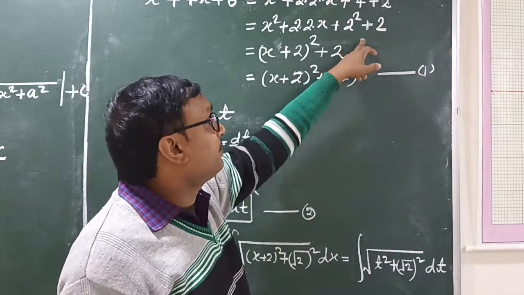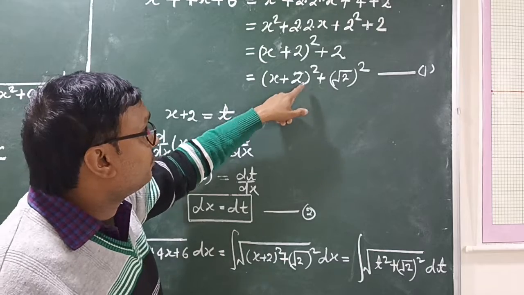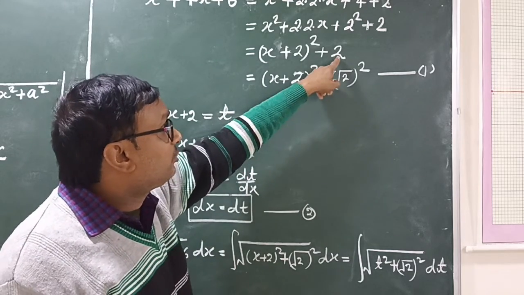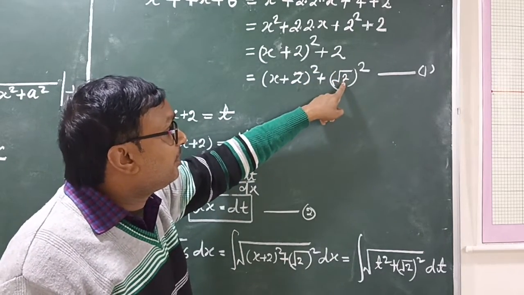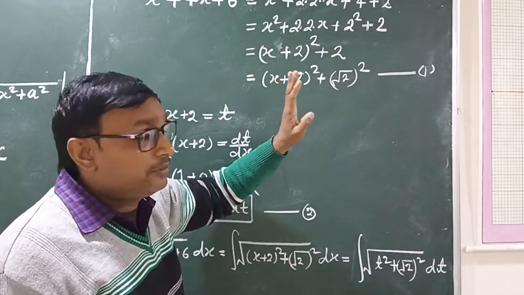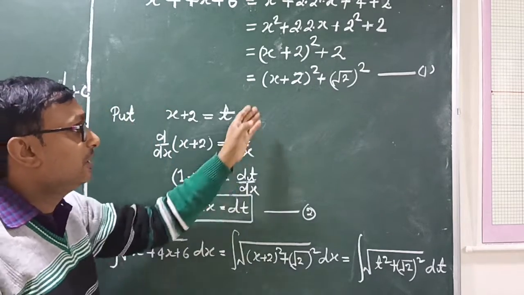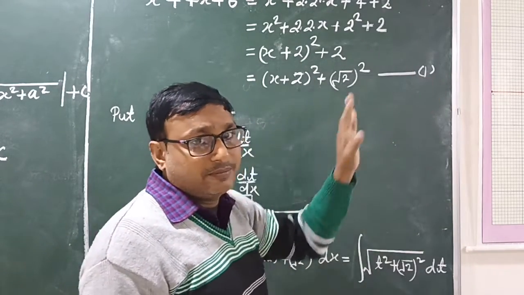And the remaining 2 is written as under root 2 the whole square. So we get x plus 2 the whole square plus under root 2 the whole square. There is no difference, 2 is the same as under root 2 square. Suppose this is equation number 1.